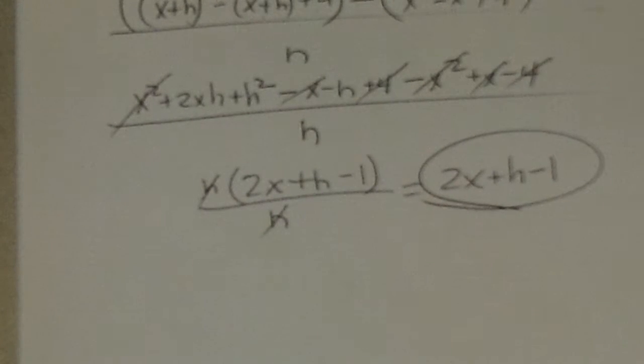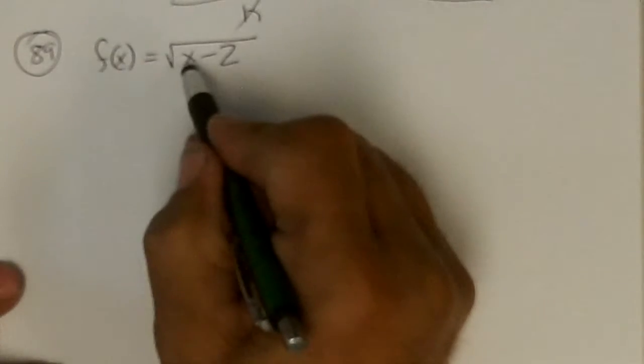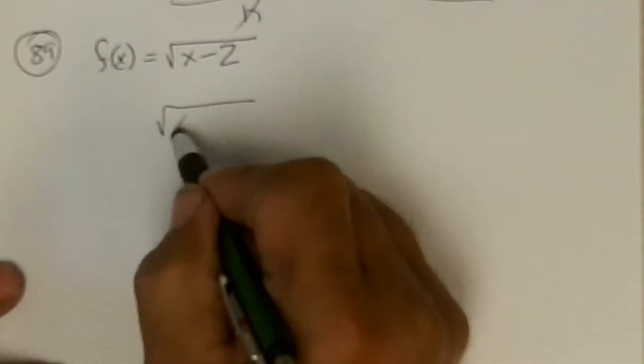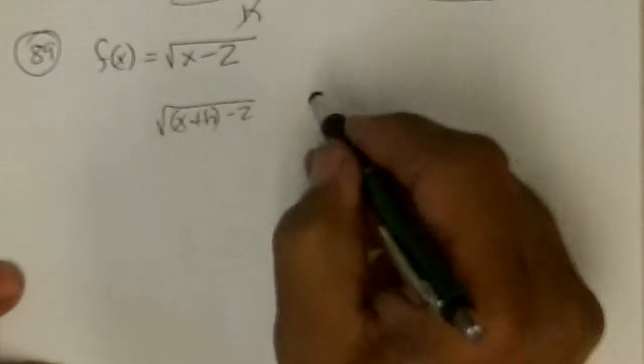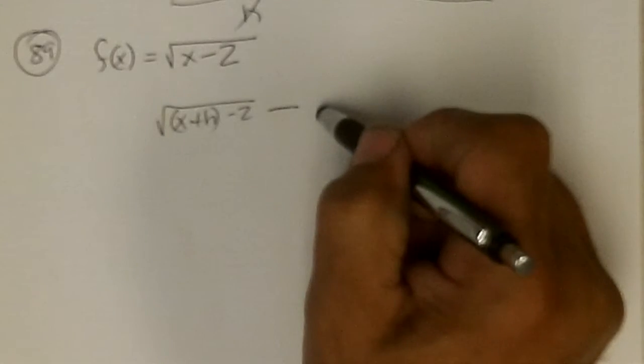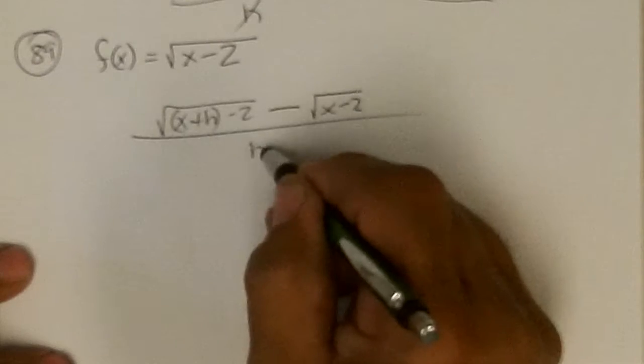Okay. That's 83. Now 89 is the difference quotient for f of x equals the square root of x minus 2. So we have to put x plus h in: square root of x plus h minus 2, x plus h in place of the x, minus f of x, which is square root of x minus 2, over h.